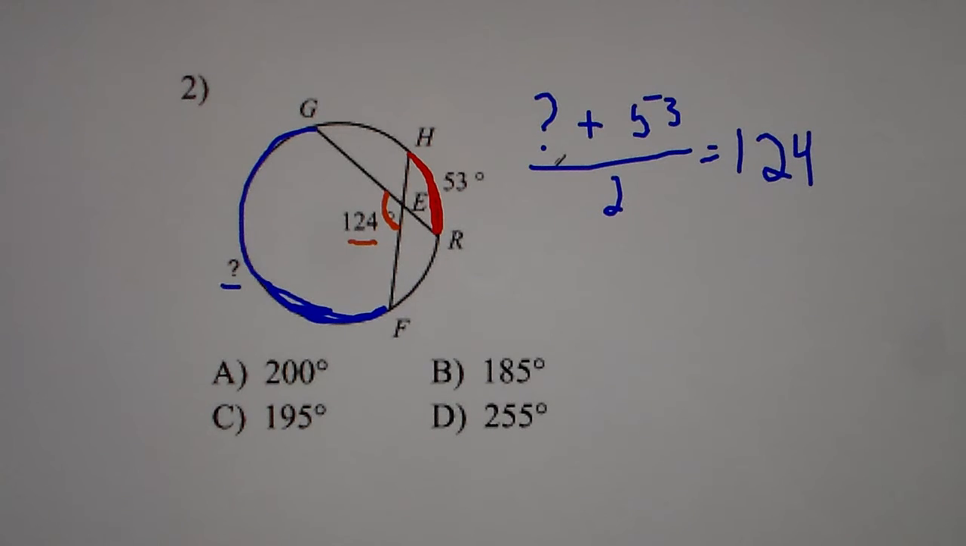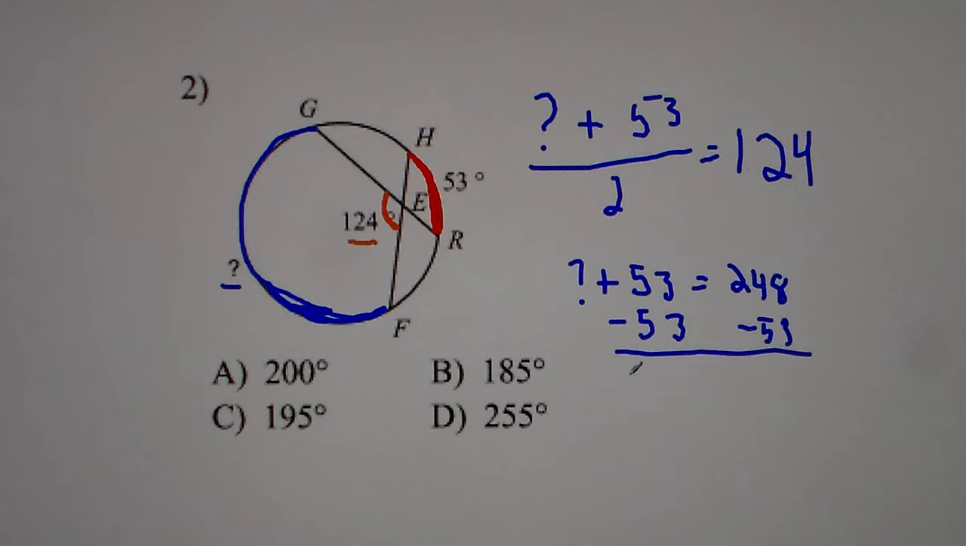So now we have to do inverse operations to get that question mark by itself. So we multiply by 2 to both sides. So we get question mark plus 53 is equal to 248. Subtract 53 from both sides. We get question mark equals 195. So number 2 is C.